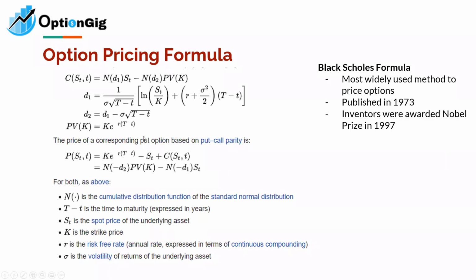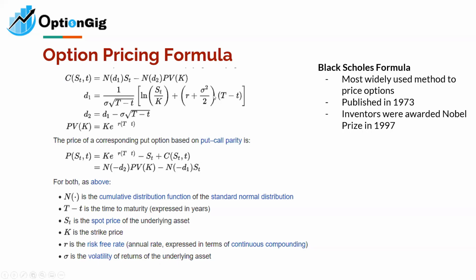It's got some put-call parity. It's got a cumulative distribution function on the standard normal distribution. This is what most of the option trading software or market makers use to price the option. This is called the Black-Scholes formula. This is not the only one. There are other ways to also price options, like binomial functions. But this is the most widely used, published in 1973, and the inventors were awarded a Nobel Prize.